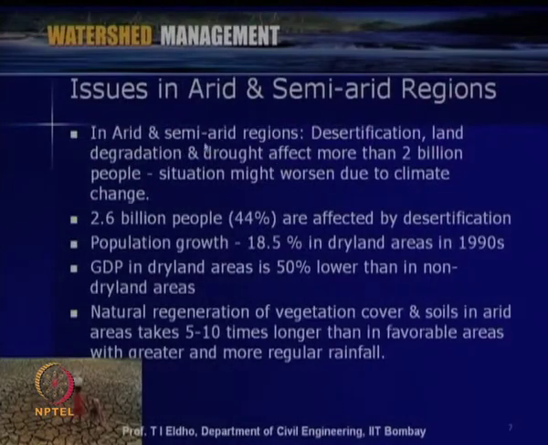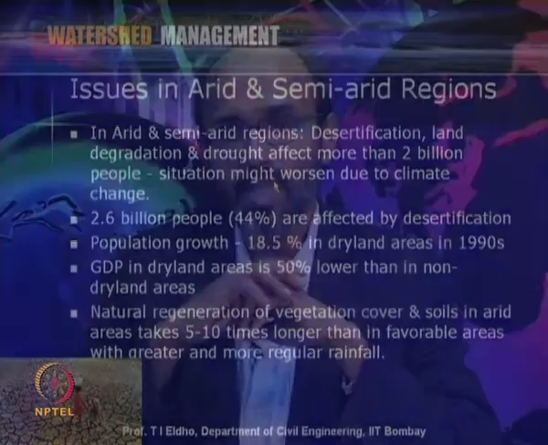So now let us see what the main issues are as far as watershed management is concerned. What are the main issues in arid and semi-arid regions? Some of the major issues include desertification, land degradation, and drought, which affects about 2 billion people throughout the world, and the situation might worsen due to climate change. Now recently we are discussing climate change.